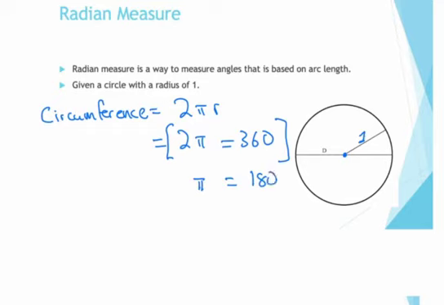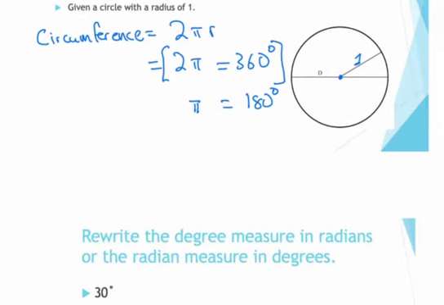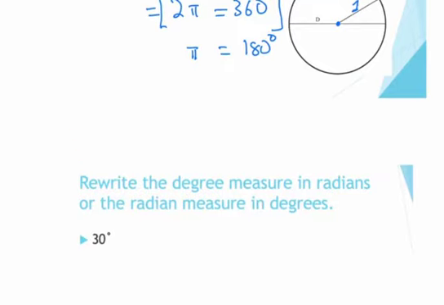Okay, so 180 is halfway around the circle, and it's exactly pi radians. Okay, so just remember, 2 pi radians equals 360, and pi radians is 180. And I'm going to use this as a conversion factor. Okay, so we're asked to rewrite the degree measure in radians, or the radian measure in degrees.